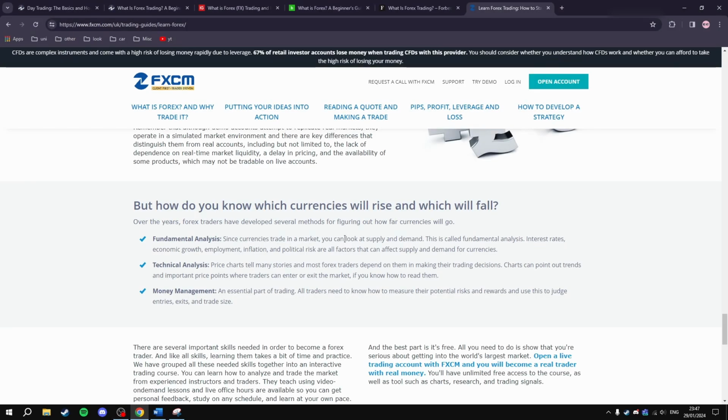Since the currency trading market, you can look at supply and demand. This is called fundamental analysis. Interest rates, economic growth, employment, inflation, political risk are all factors that can affect supply and demand for currencies. Technical price charts tell you many stories, and most Forex traders depend on them in making their trade decisions. Charts can point out trends and important price points where traders can enter and exit market if you know how to read them.